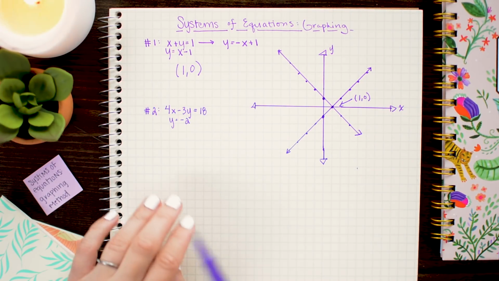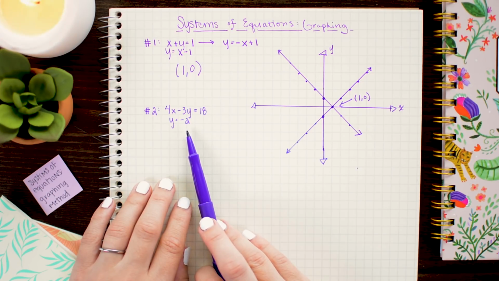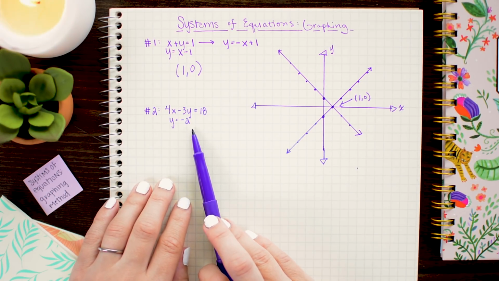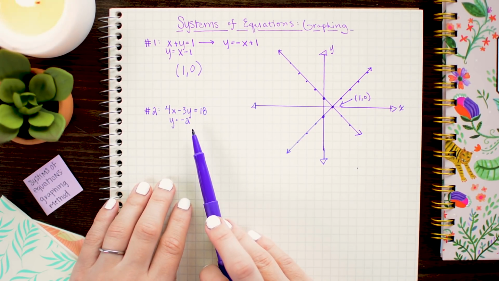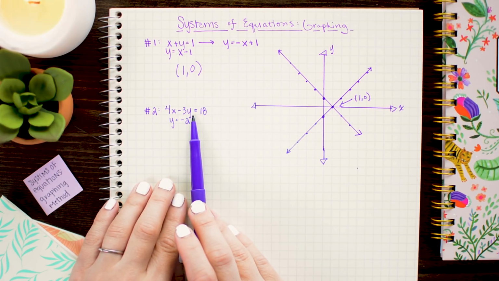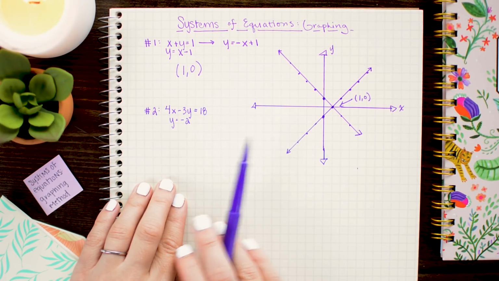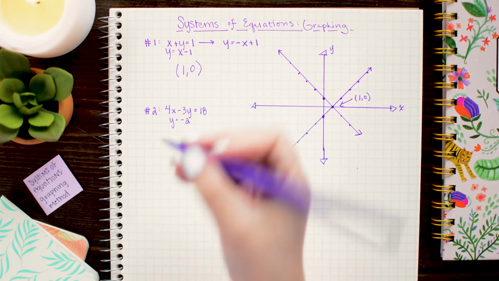In our next problem, we have 4x minus 3y equals 18, and y equals -2, and we want to find where these 2 lines intersect. Of course, if we knew the substitution method, this would be a great candidate for it, but right now we're doing it longhand so we can see visually what is going on. What I need to do here is solve for y in our first equation to get it into slope-intercept form, and then I will graph both of these lines on the same coordinate plane like I did before, and we will read off where they intersect.